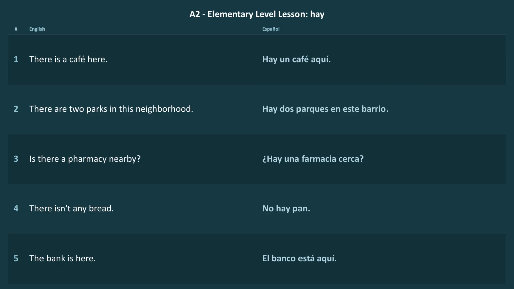Now, questions. Good news again. It stays easy. To ask a question with hay, you usually just raise your voice when speaking, or in writing, add question marks. ¿Hay un baño aquí? Is there a bathroom here? ¿Hay taxis por aquí? Are there taxis around here? ¿Hay una farmacia cerca? Is there a pharmacy nearby? Same word, still hay. How do you say is there a pharmacy nearby in Spanish?